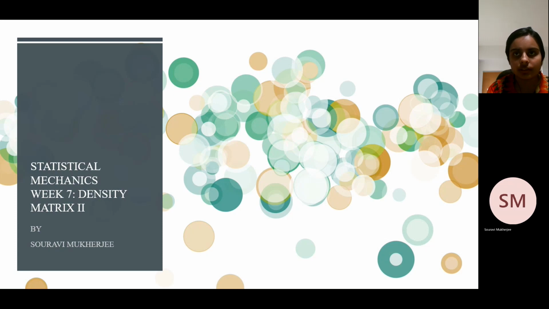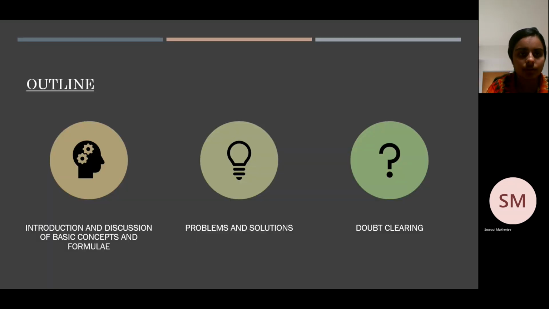And then we will see how the density matrix looks for a free particle, or for a harmonic oscillator, and from there how we can evaluate the average energy or the expectation values of other parameters or variables. Okay, so this is how the session will go.